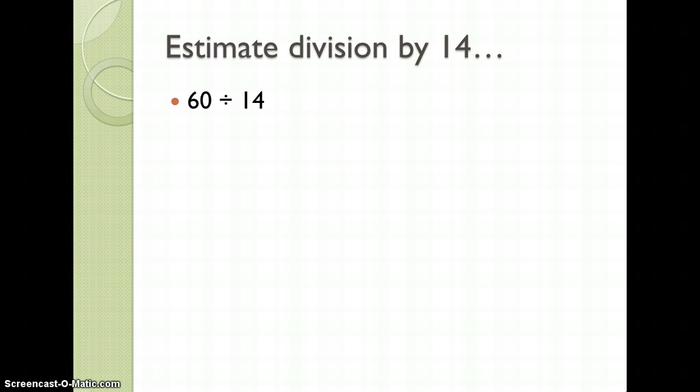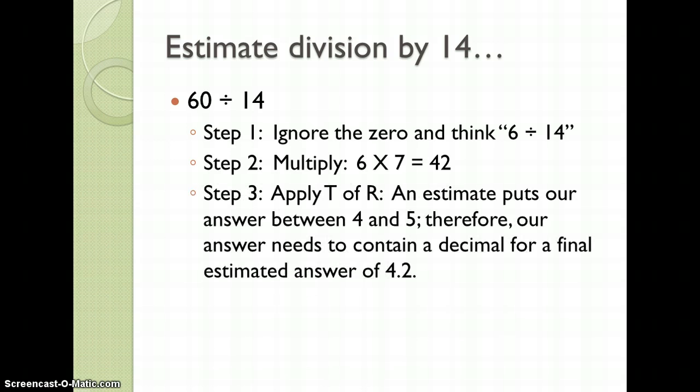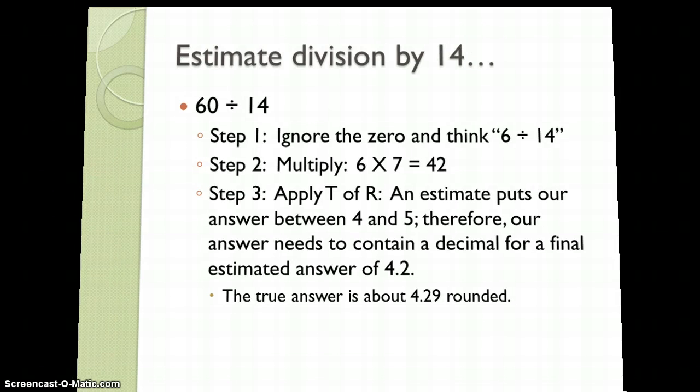So 60 divided by 14, ignore the 0 and think 6 divided by 14. Multiply 6 by 7, which is 42. An estimate puts our answer between 4 and 5-ish. Therefore, we need to contain a decimal for a final estimated answer of 4.2. True answer is 4.29 rounded.